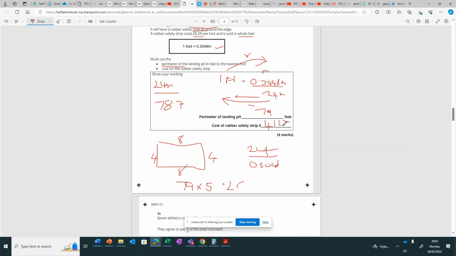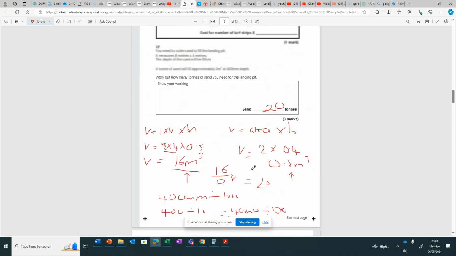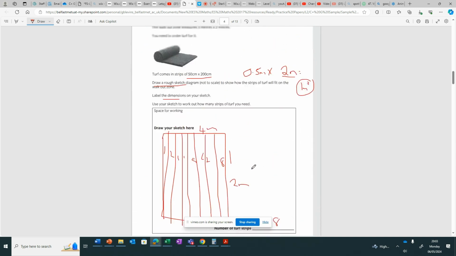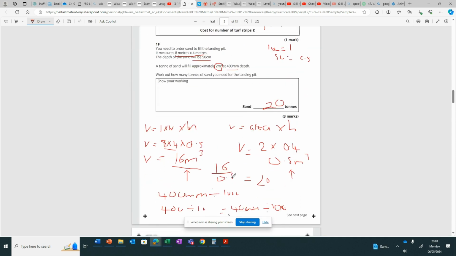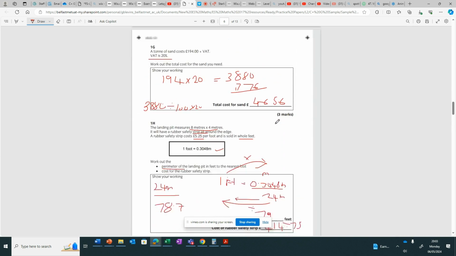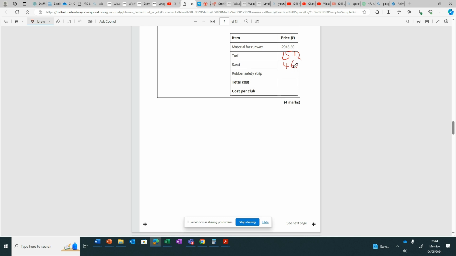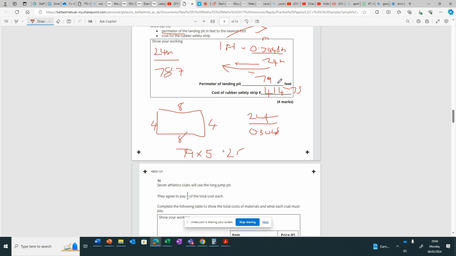Next, you've got to work out the cost. So the turf, go back to the start, the turf cost £15.12. So you put that in there. The sand cost quite a bit, wasn't it? It was quite a big number: 4656. The rubber safety strip, £414.75.